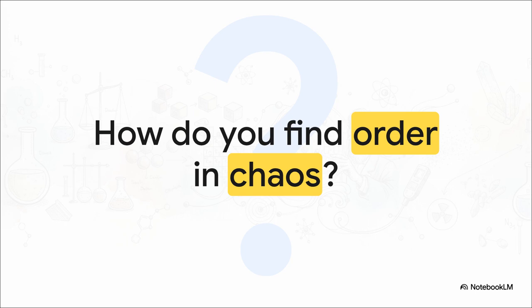So, I want you to imagine something. Picture yourself back in the mid-1800s. Scientists have discovered dozens of unique chemical elements, and each one has its own distinct personality. I mean, some are super fiery and reactive, others are just calm, totally aloof. How would you even start to find any kind of order in all of that chaos?